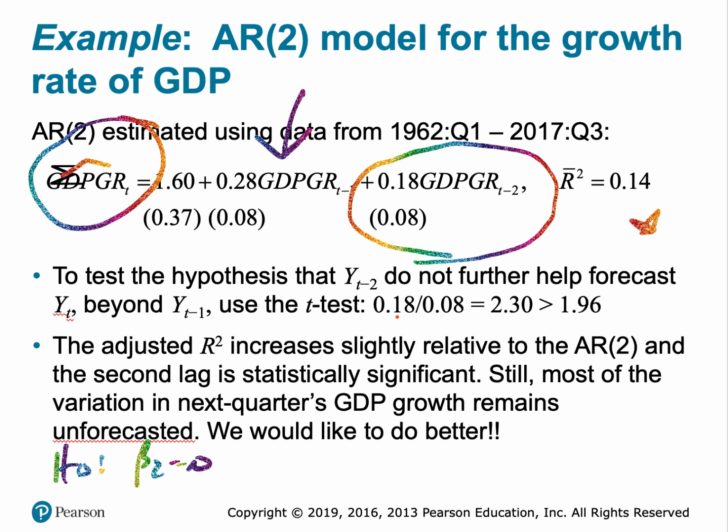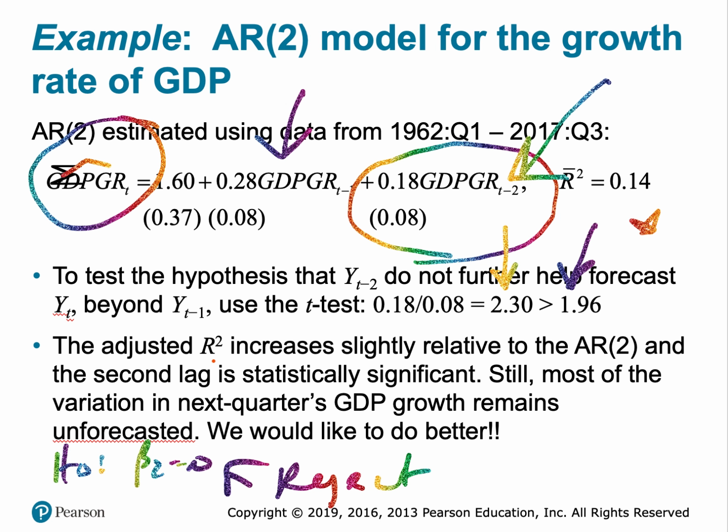The t-statistic is the estimated coefficient 0.18 minus 0 divided by the standard error, which is 0.08. You get a test statistic of 2.3. You compare that to the critical value given by the standard normal cumulative distribution. That z-value is 1.96. Your test statistic is greater than the critical value, so you can reject the null hypothesis in favor of the alternative, which tells us that this second lag does indeed further help the forecast of y_t beyond y_{t-1}.